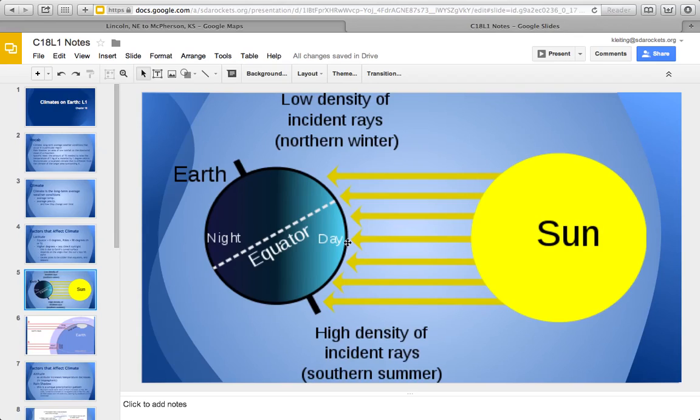If it were, say, the equinox, which is the days that the equator is facing directly at the sun, then the equator would be straight across right here. But the picture that we have is a northern winter and a southern summer, so the southern hemisphere is getting a lot more direct sunlight.